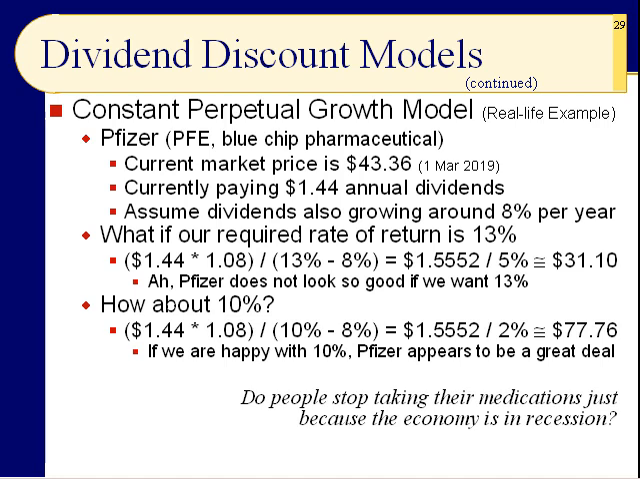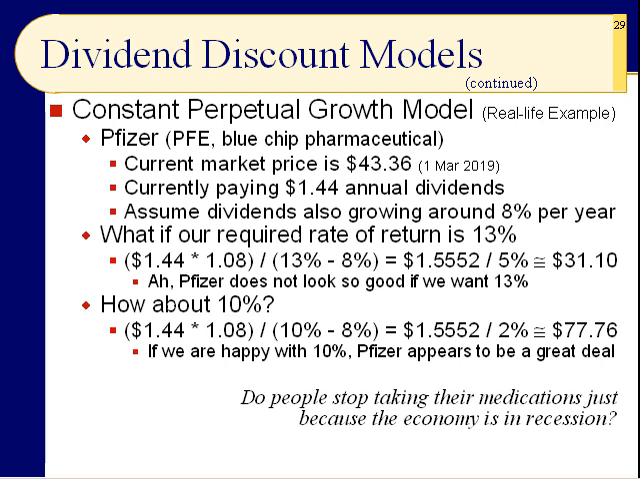So the current market price is $43.36 on March 1st, and it was paying $1.44 in annual dividends. Again, let's assume the dividends are growing around 8% per year. What if our required rate of return is 13%? Well, do the calculation, $1.44 times 1.08. That's about $1.55, give or take, $1.56. 13% minus 8%, that's that same 0.05, and we get $31.10. Pfizer doesn't look so good if we want 13%.